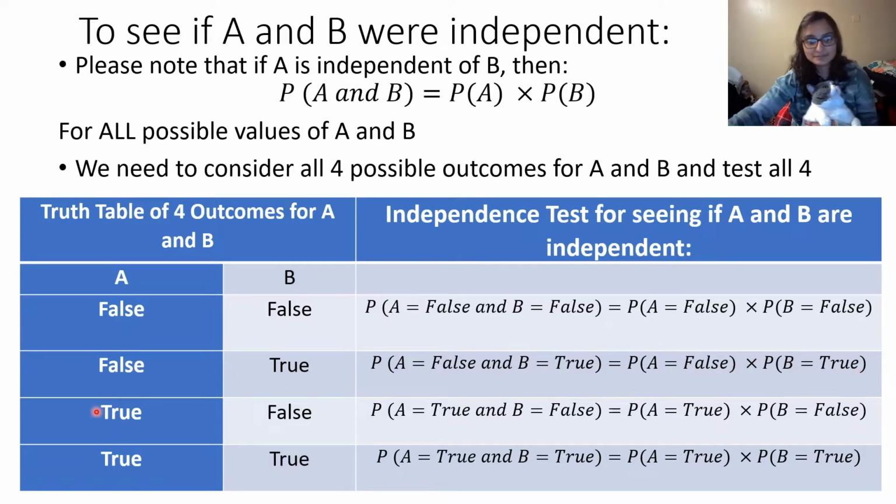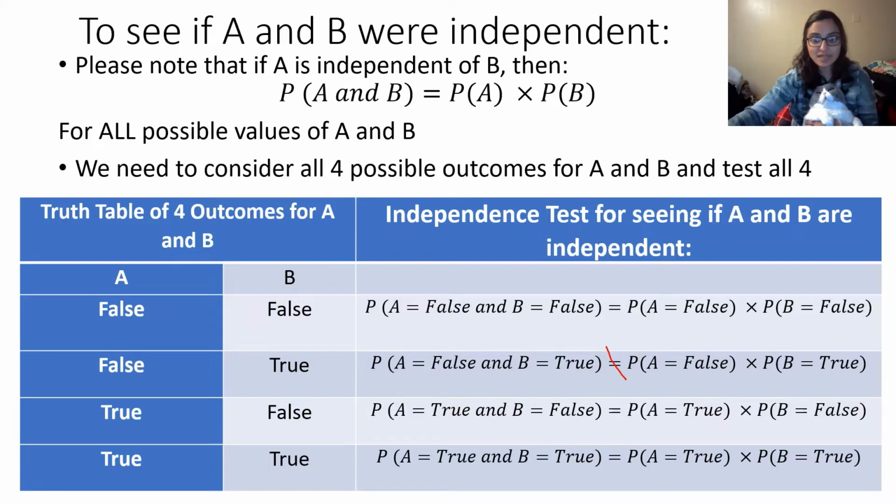And then here, the probability that A is true and B is false needs to equal the probability A is true multiplied by the probability B is false. And lastly, the probability A is true and B is true needs to equal the probability A is true multiplied by the probability B is true. So if A and B are truly independent, all four of these conditions need to be true. If even one fails, then we have to say A and B are actually not independent.